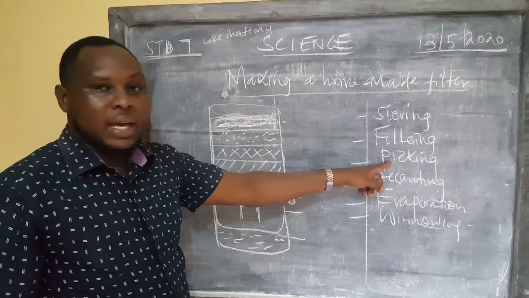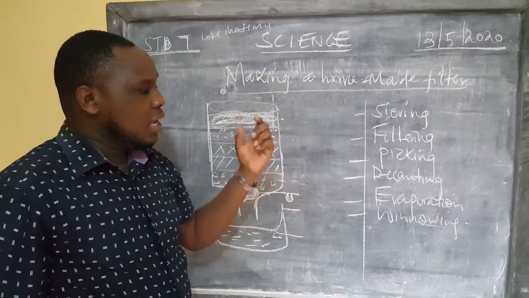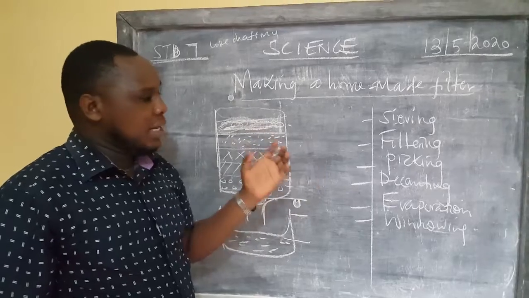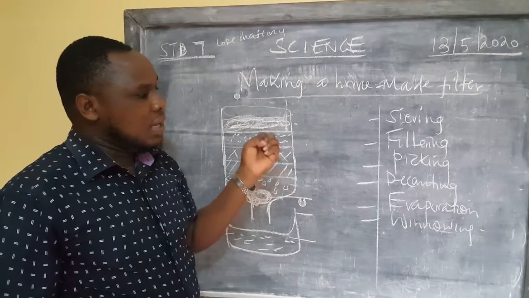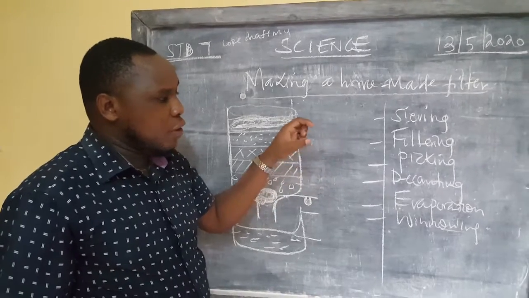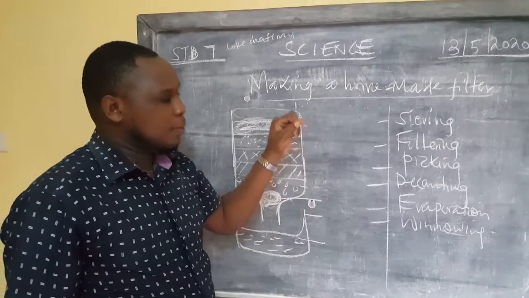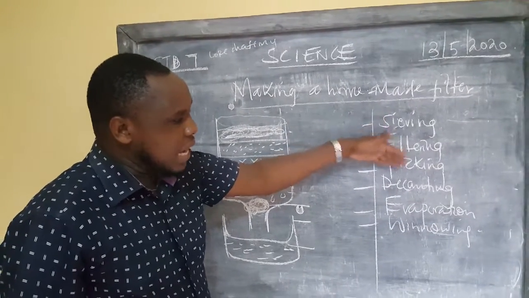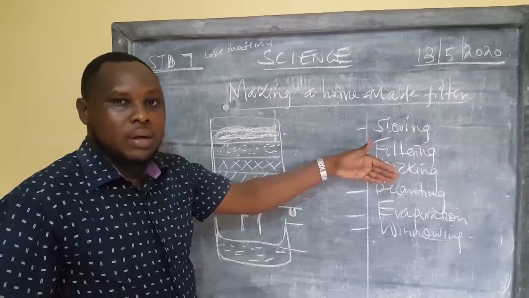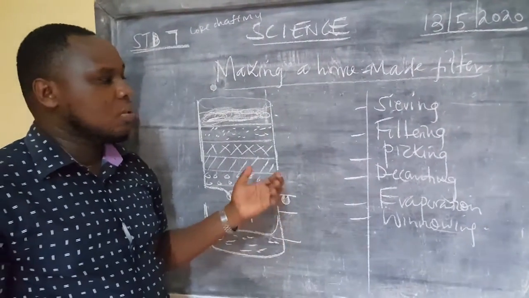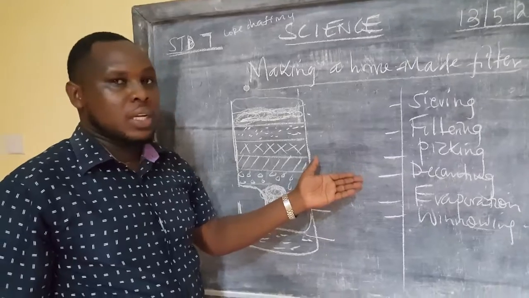Then we went to picking, and in picking we said we are considering a mixture that is solid. Therefore we consider factors such as the color of the materials, like red and maybe white, and also the size of the materials, in the case of maize and maybe wheat.